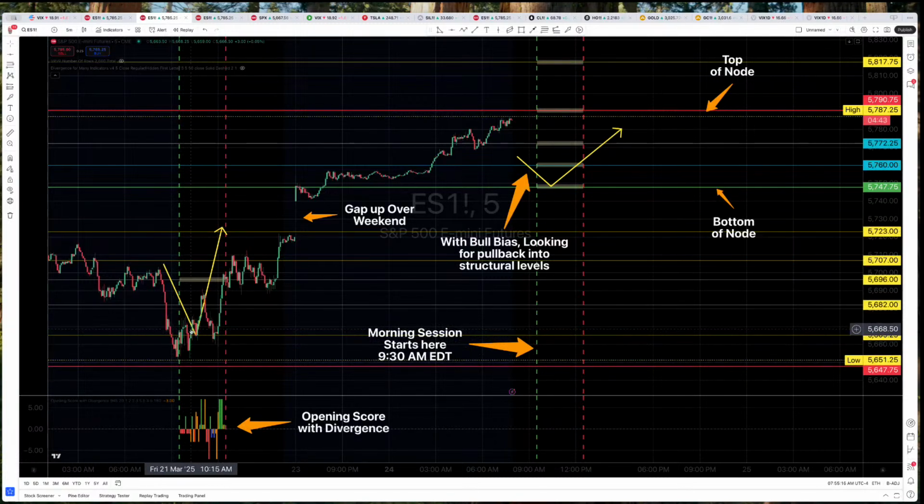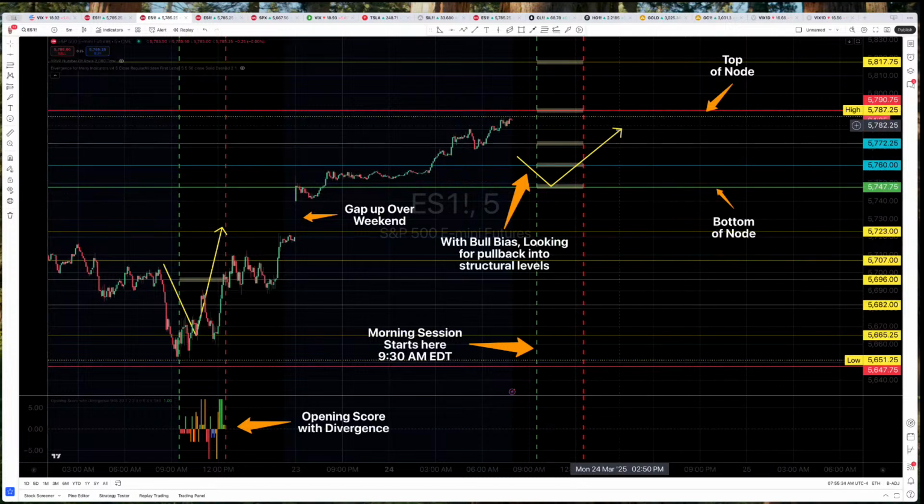You could have taken a trade here or a trade here and put an out-of-the-money butterfly. And as you can see, if you had put a butterfly up above, you would have made bank. Yes, which we did. So we're looking for something similar today, with our bull bias, looking for a pullback into one of these structural levels.